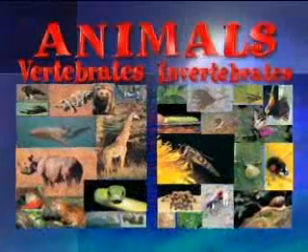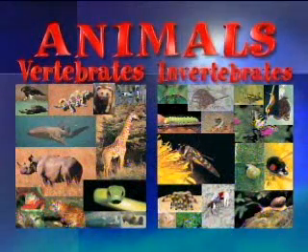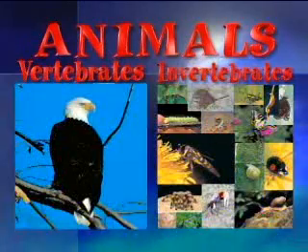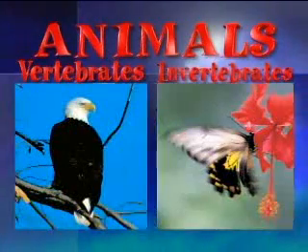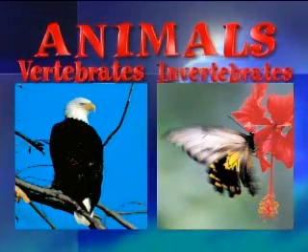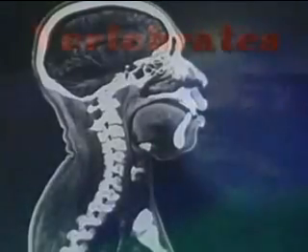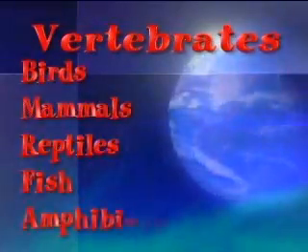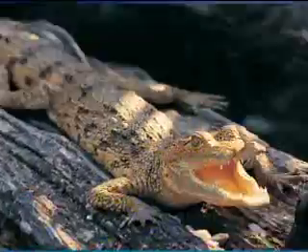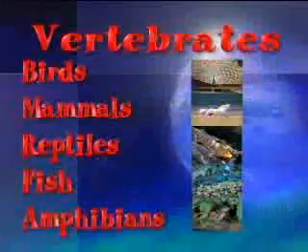They're generally divided into 2 big groups, the vertebrates and the invertebrates. Vertebrates have a backbone. Invertebrates don't. For example, people are vertebrates. They have backbones. Now, within the vertebrate group, you'll find the classes of birds, mammals, reptiles, fish, and amphibians.